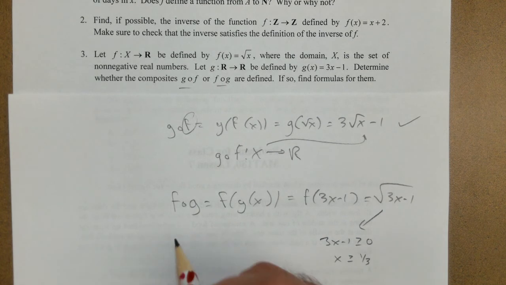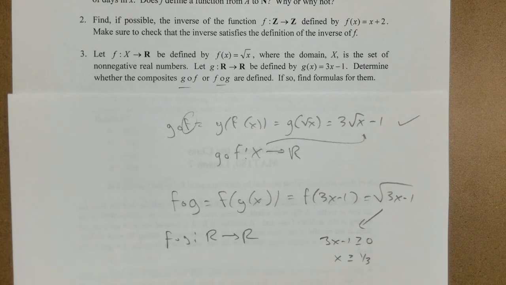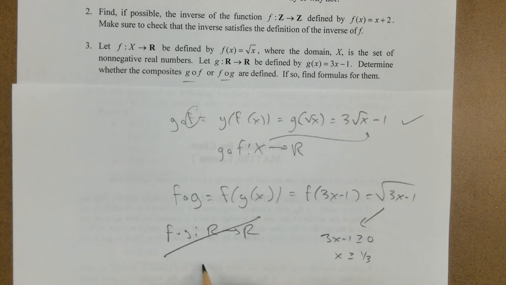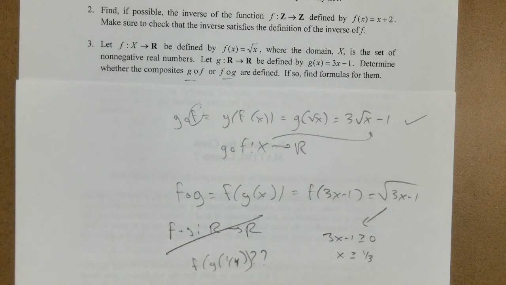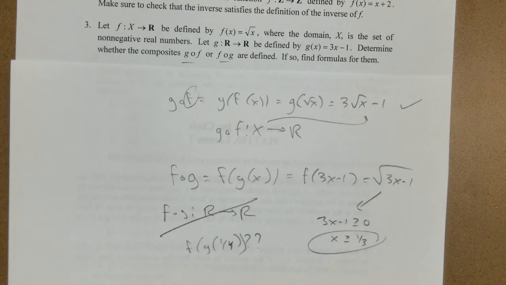F circle g is supposed to go from g's domain, which is R, to f's output, which is R. So there's two ways to think about this. Using strictly the definitions for this class, f circle g is not defined because you can't do f of g of 1/4, for example, because you would get a negative square root. The way you usually do this in pre-calculus or calculus class is that you just say f circle g is defined, but it has a new, different domain than either f or g. So that's really tomato, tomato. Strictly following the rules in this class, we would say that f circle g is not defined.